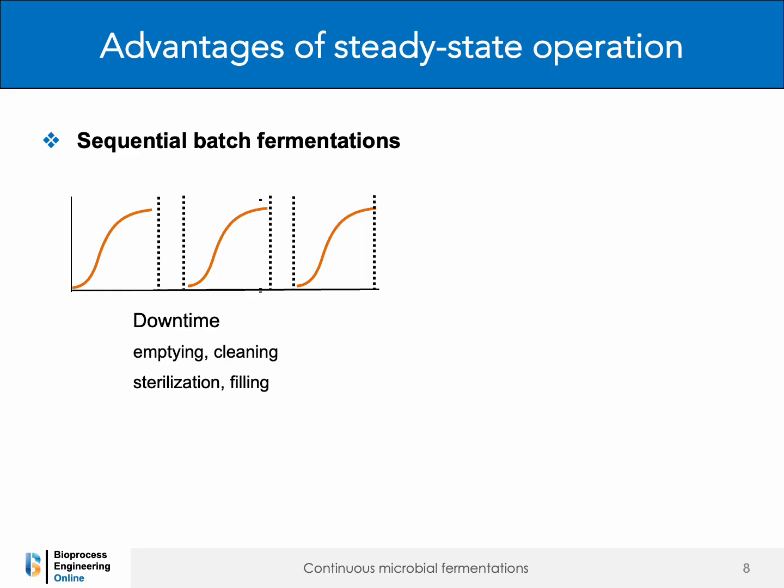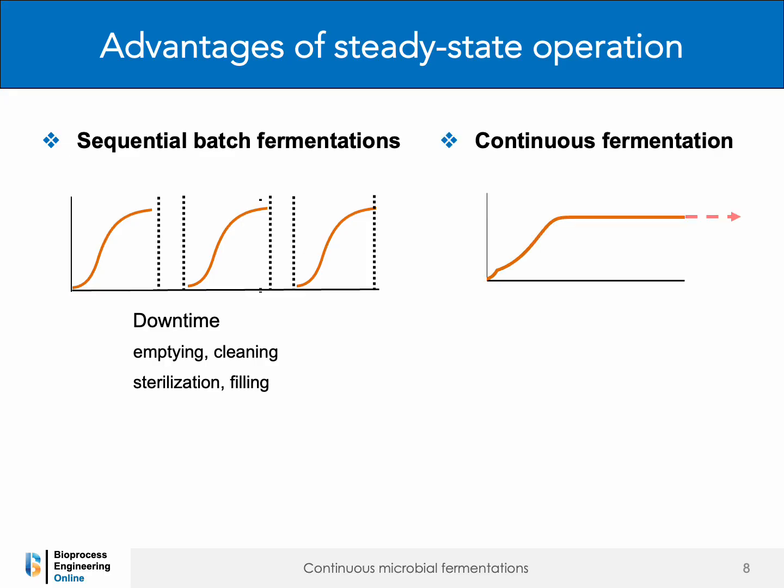A second key advantage of continuous fermentation is its ability to sustain steady-state production over extended periods of time, ranging from days to weeks or even months. In contrast to batch processes, which are operated in discrete cycles and require downtime between runs for emptying, cleaning, sterilization, and refilling, continuous fermentation operates without interruption. As a result, downtime is greatly reduced, leading to higher overall productivity on an hourly basis.